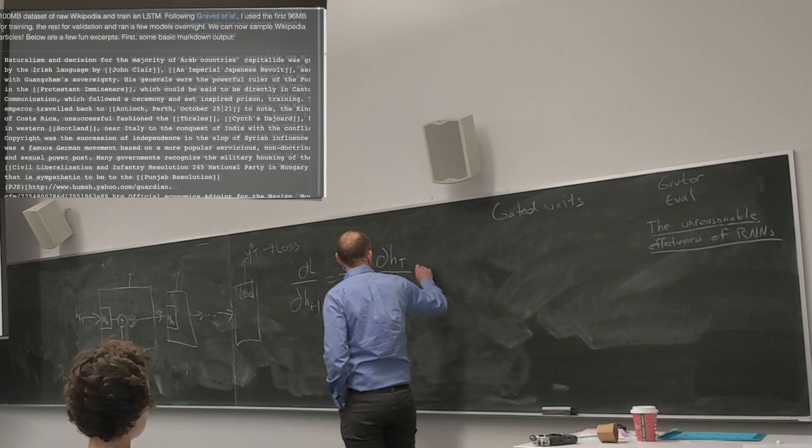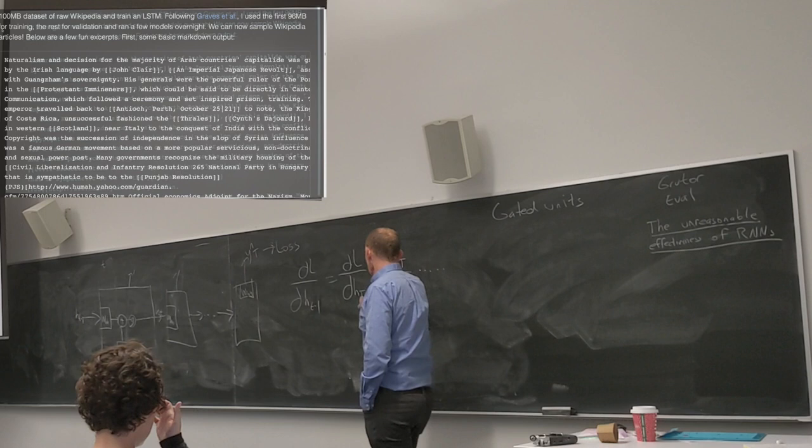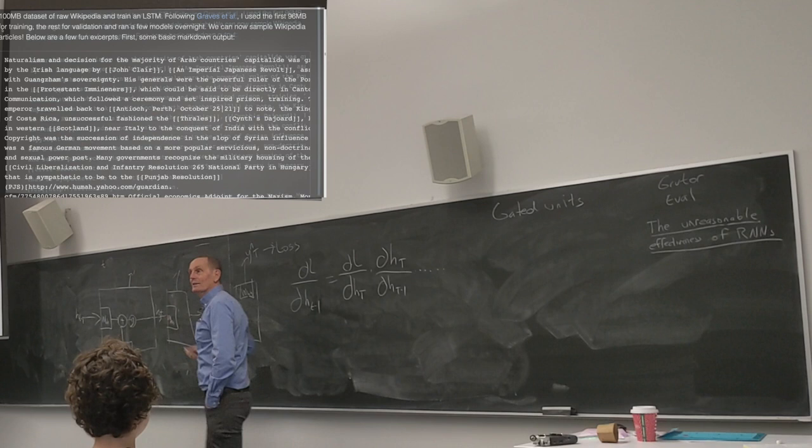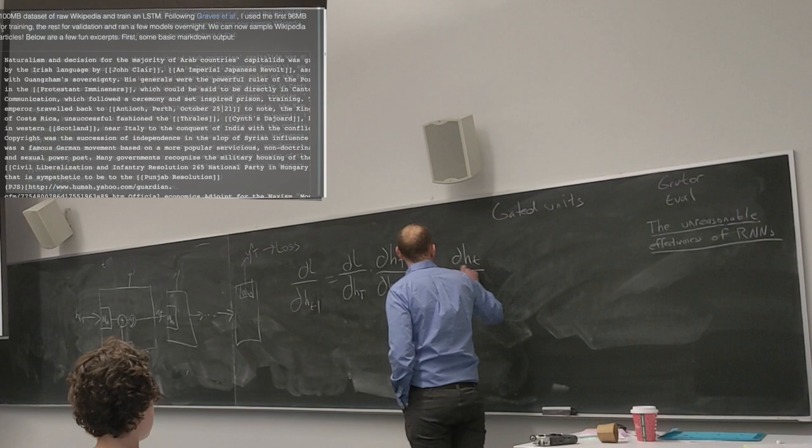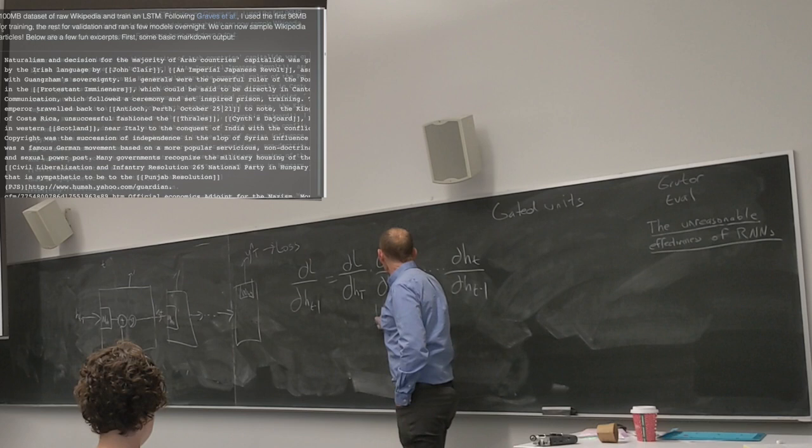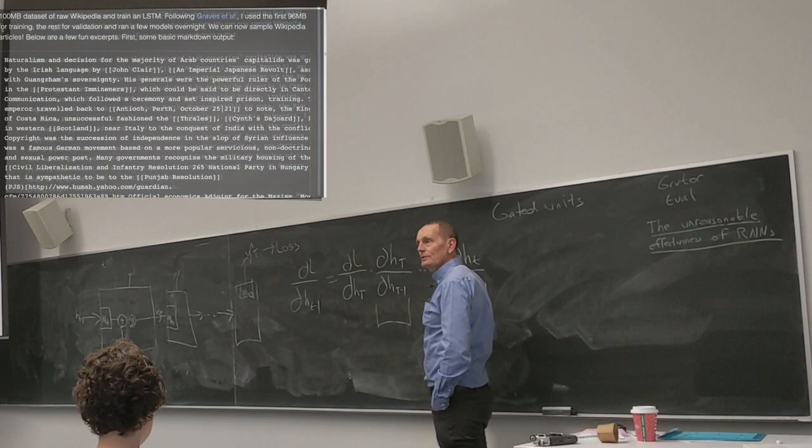Multiply that by the derivative of h sub t over h sub t minus 1. We're going to just live with capital T's and lowercase t's. So capital T is the last one, lowercase t is sort of in the middle where we're looking. So eventually, we're going to get to the derivative of h sub lowercase t over h sub t minus 1. And the question is, what is this composed of? We have this product of a lot of these partial derivatives from one time step to the previous time step.